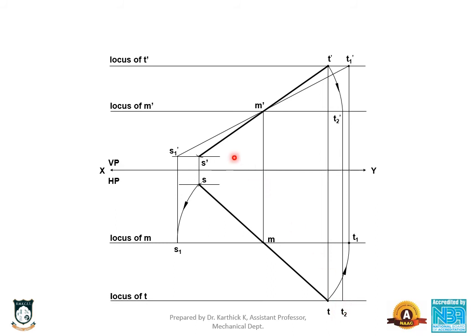The next step, M dash as center, S dash as radius. You have to draw an arc up to the locus of M dash in this direction. This point is known as S2 dash. So bring down this S2 dash up to here, and this point is known as S2. S2 is here, T2 is here. Join these two using scale. True length is completed.